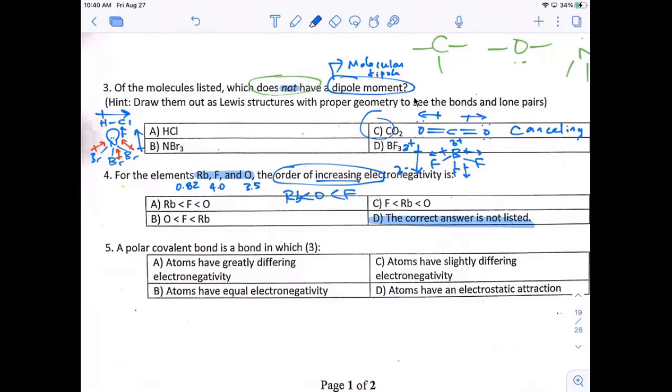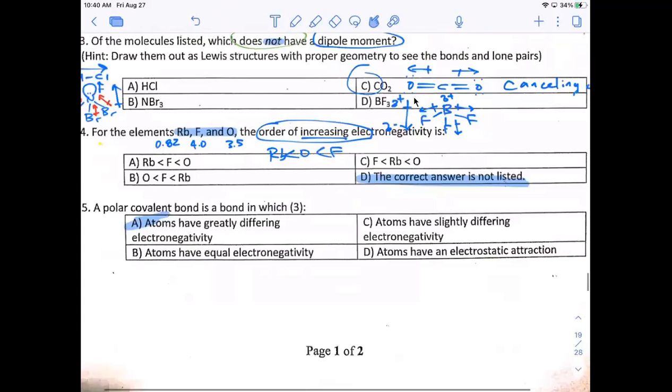Equal electronegativity between the atoms, slightly different or greatly different. What's the scale? Can anybody remember what the scale is that we talked about on Wednesday? Wasn't it from like 0.4 to 1.5? Yes, for a polar covalent, and 0 to 0.3 for a non-polar covalent. So it's going to be A, am I right? Yeah. All right, good.